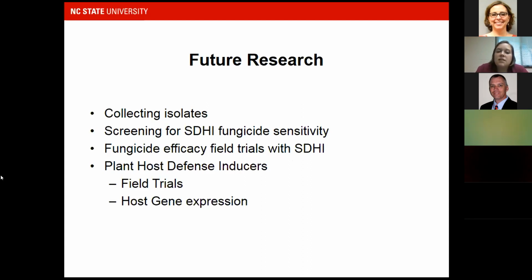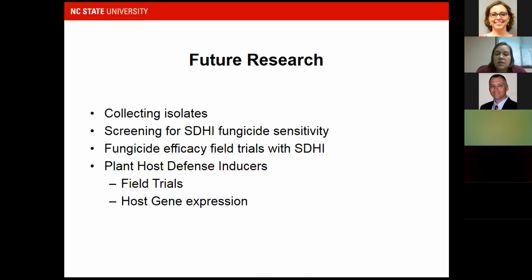And then we'll continue to work into field trials for the plant host defense inducers, to investigate those products more, to see maybe the timings or the applications, how we apply them, drench versus foliar. Since we did see some differences with Actigard, we'd like to look into that more as well.